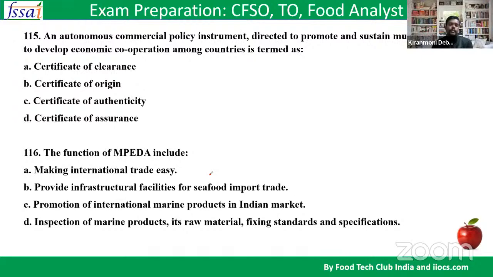Okay, certificate of authenticity, as such there is no certain kind of thing, but authenticity is about whether that particular food item, the brand or the packaging, is made by that particular manufacturer or not, because there are many fraud manufacturers copying those brands and duplicating the products. So that is a part. But here, just focus on this: directed to promote and sustain mutual trade and develop economic cooperation among countries. Economic cooperation among countries. So this certificate of origin is the document which tells us where that particular item first originated. So the correct answer is certificate of origin.